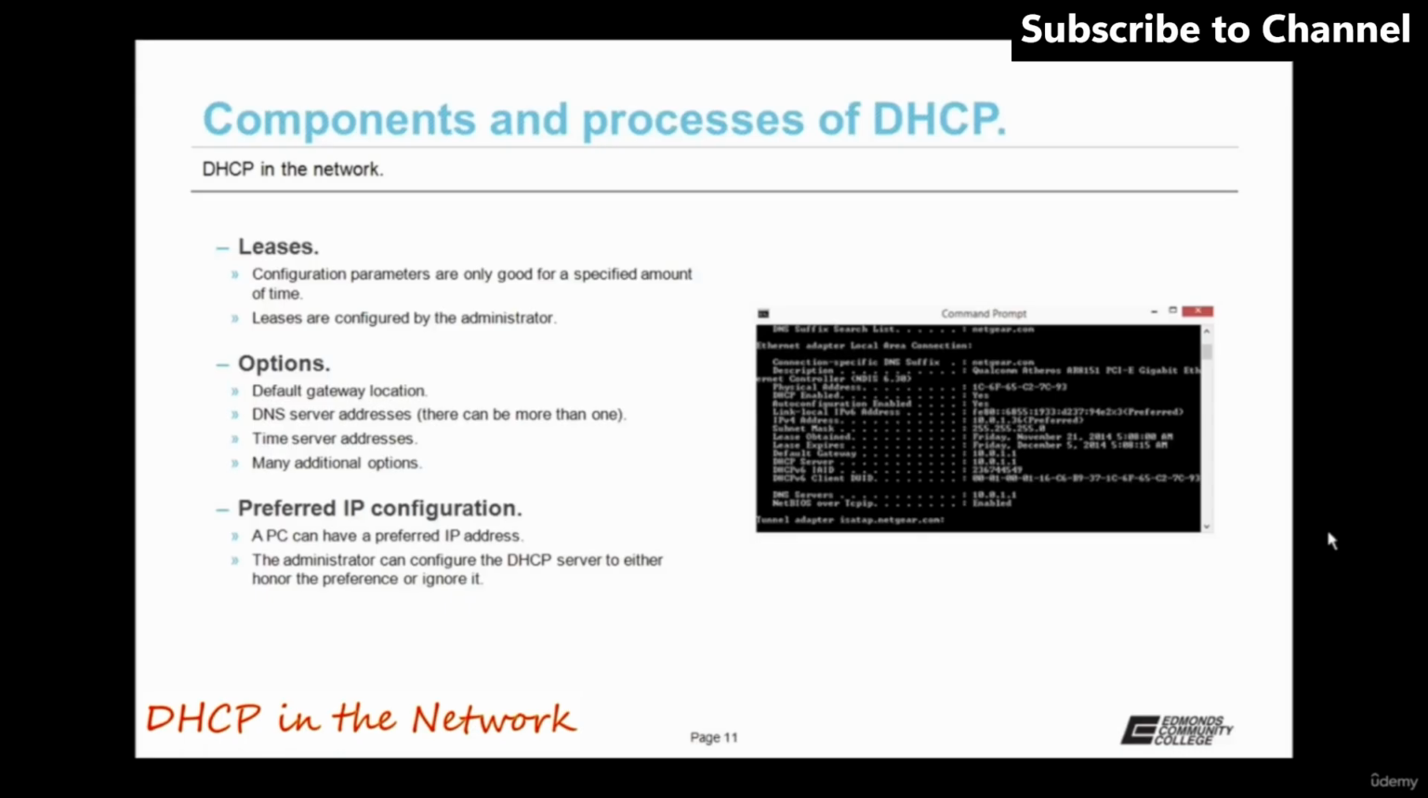That would be the IP address that it had the last time it booted up. Now, it can request that same IP configuration from the DHCP server. Now, the administrator can configure the DHCP server to either honor that preference or to ignore it.